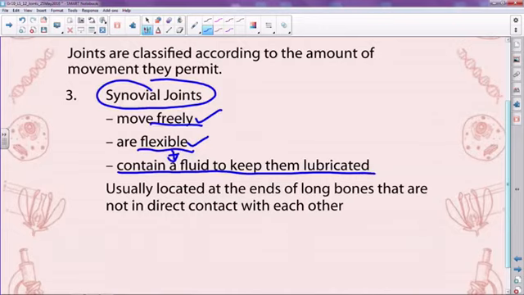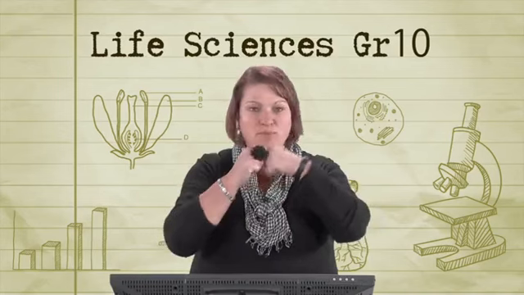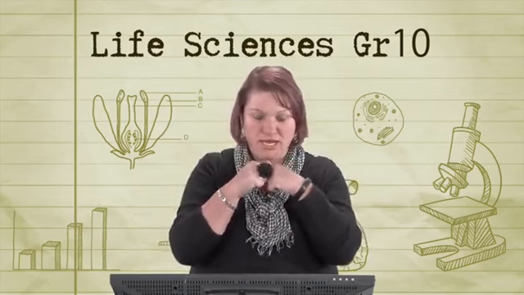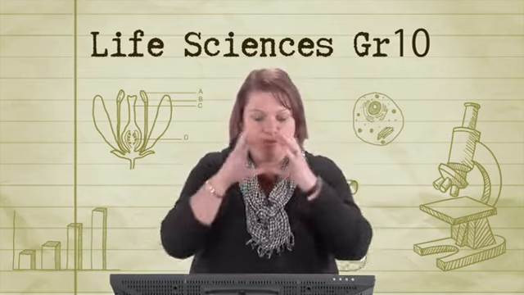Now a synovial joint is a joint where quite a bit of movement is going to occur. So because the bones are going to rub against each other, we need to have liquid in there, lubrication, and we need to keep that lubrication within the joint. And we're usually going to find this at the end of our long bones, that long bone that we looked at the beginning.